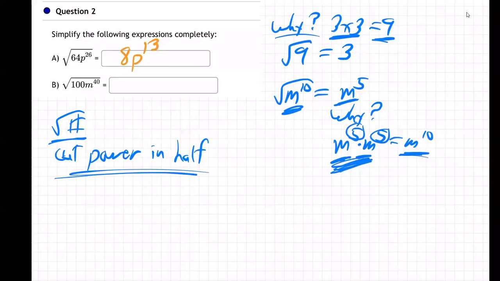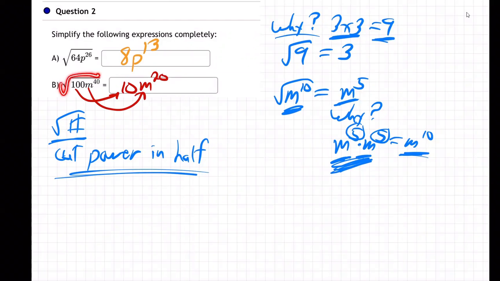So what's the next one going to be then? We're going to have square root of 100, that's 10, right? What times itself is 100? 10 times 10 is 100. And what times itself will be m to the 40th? Well, m to the 20th times itself would go back to m to the 40th. And the square root is gone, right?